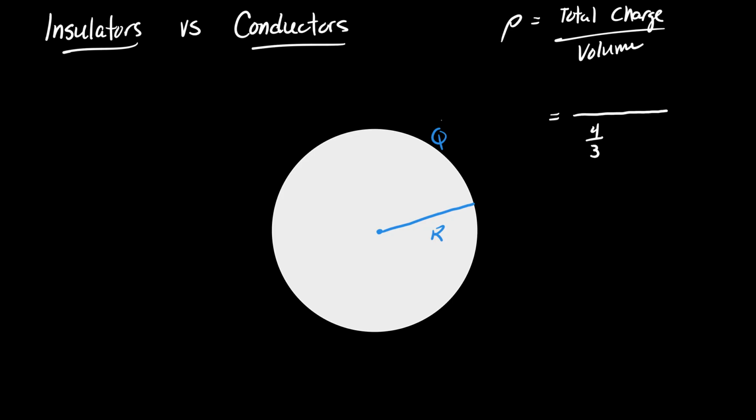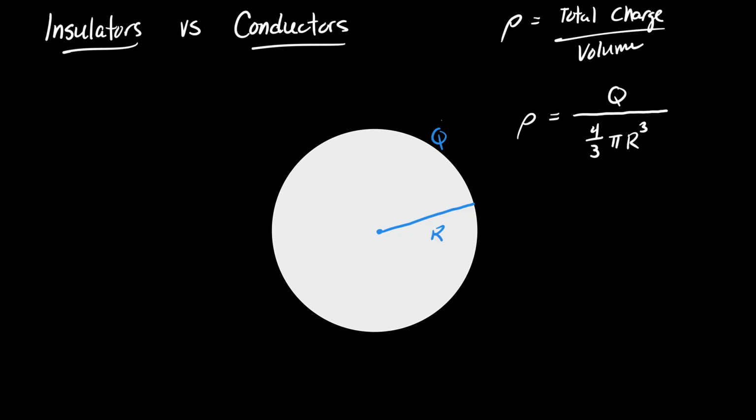It is 4/3 pi r cubed. I asked for the surface area and I got that answer instead, but now we know this is the volume of a sphere. So if I tell you that we have an insulated sphere of charge q and radius r, its charge density would be q over 4/3 pi r cubed.